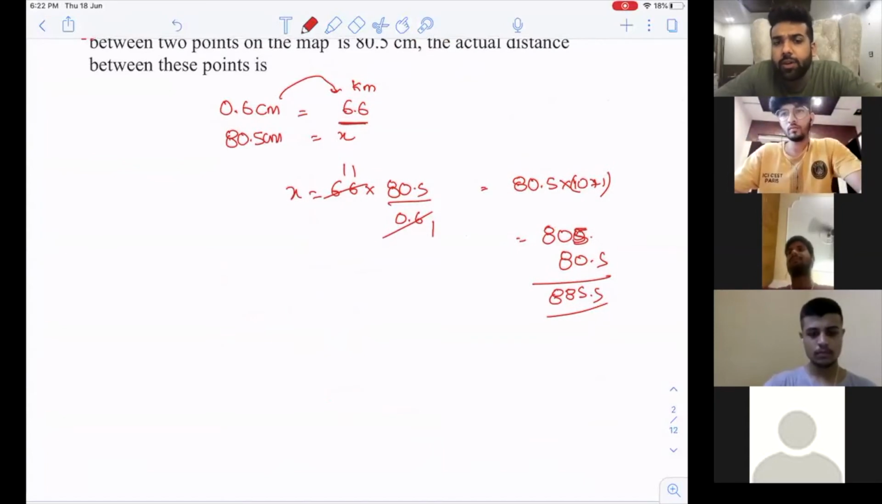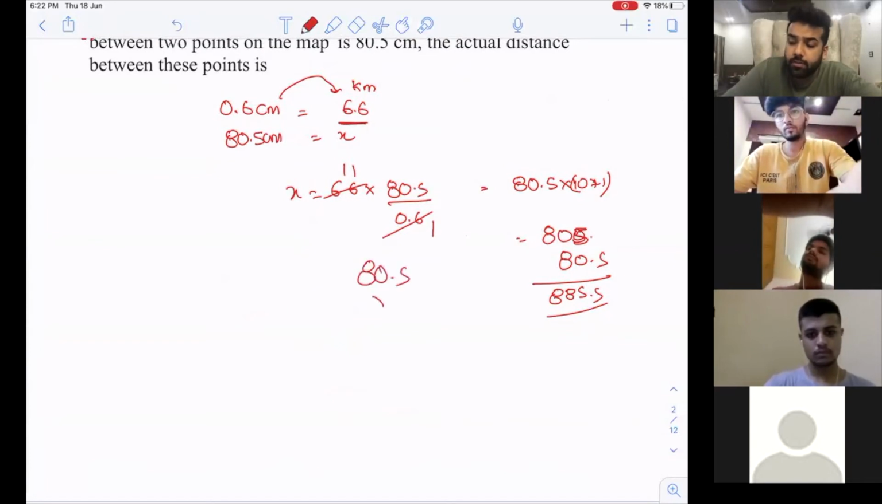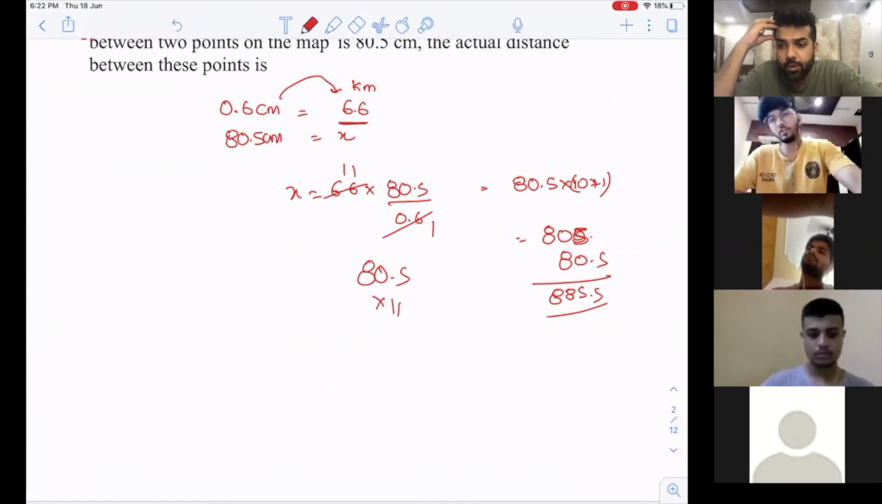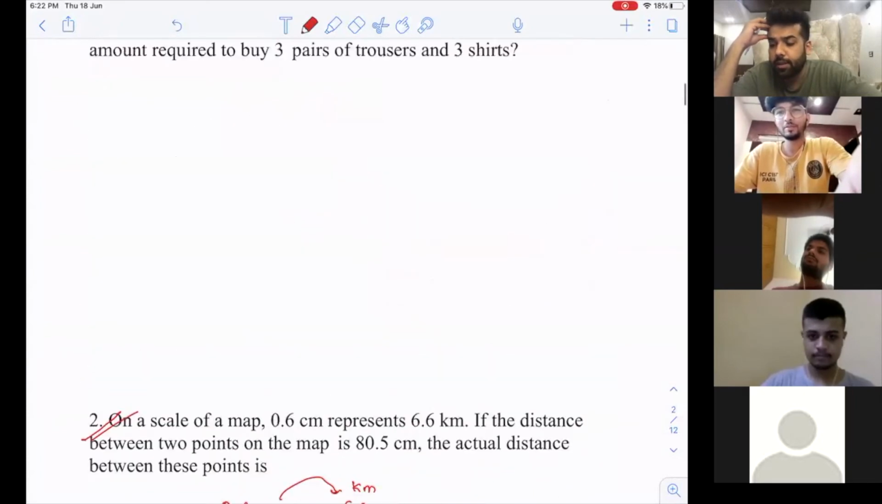Why multiply the other way around? How many of you were actually doing 80.5 into 11? Please tell me that. Yes, sir. Okay. You're not supposed to do it simple, no? Let's do it like this. Why waste our time?